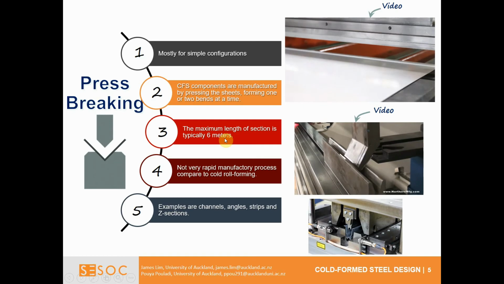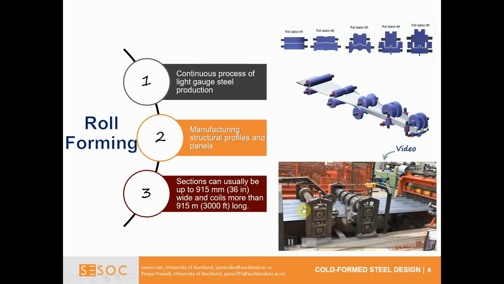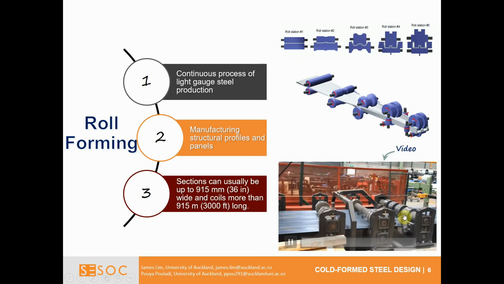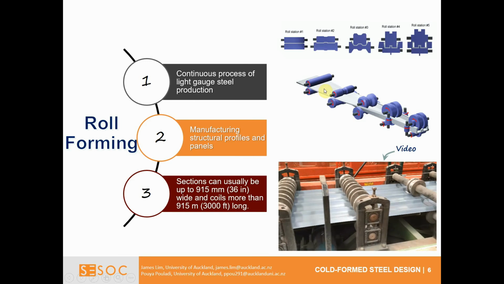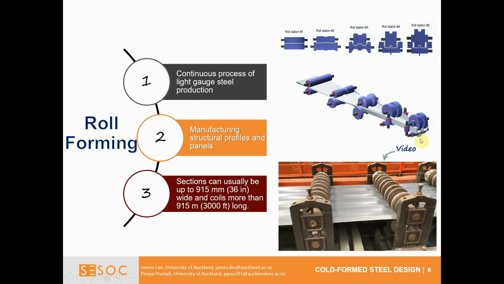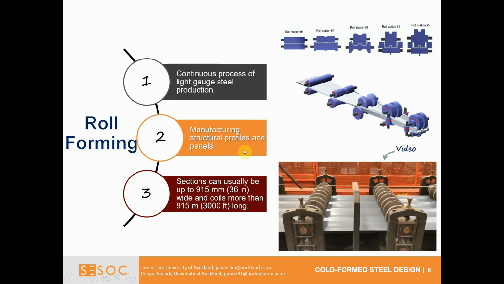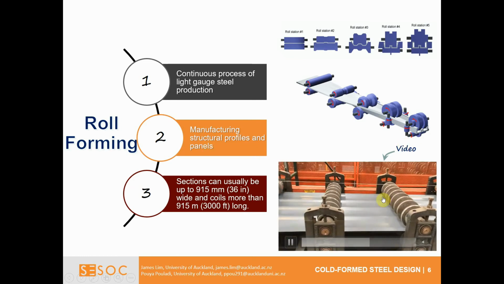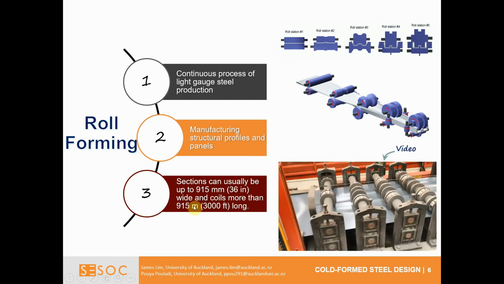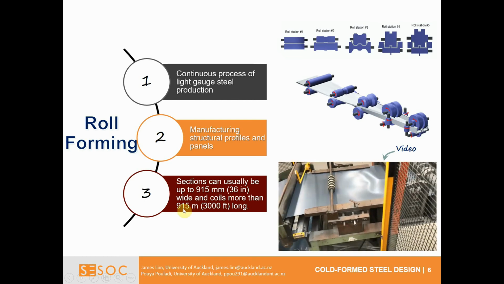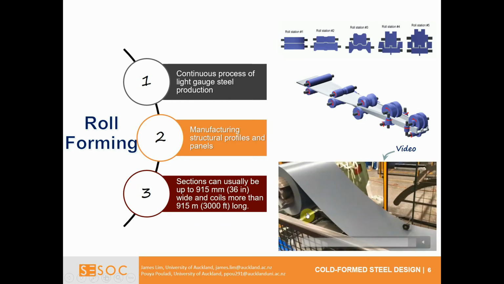6 meters. Here's a video of the roll forming process, which is different from press braking in that you've got a series of machines or rollers which turn the profile into the desired shape. As I said, normally some variant on the channel section. Here is the manufacturing of standard profiles and panels, which you can see in the video down here. And again, for these sections, you can roll a coil of about 1 meter wide and about 1000 meters long.